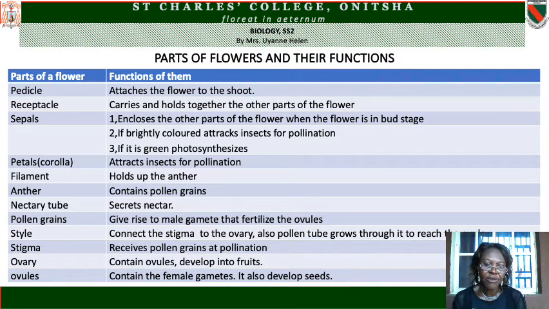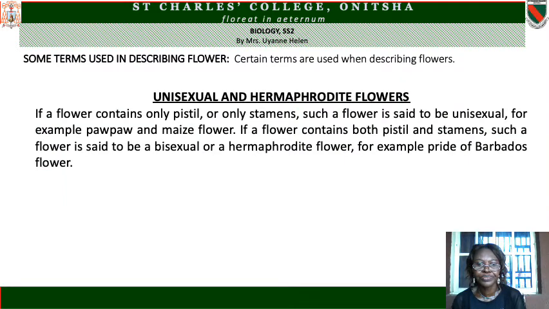Now we have the last one, which is the ovules. Ovules contain the female gametes, and that is the one that equally develops into seed after fertilization. Okay, I hope you're following.